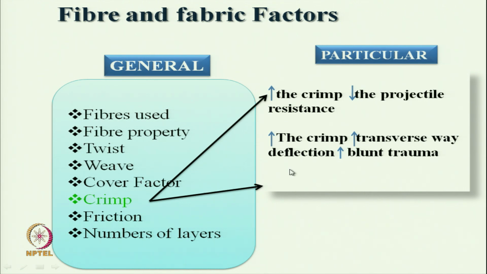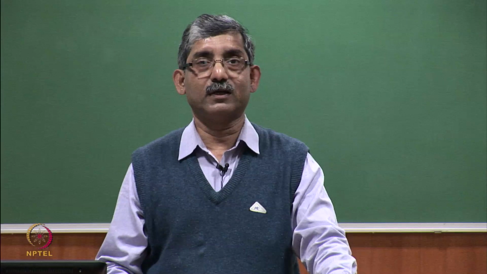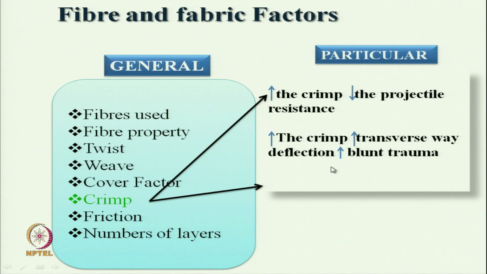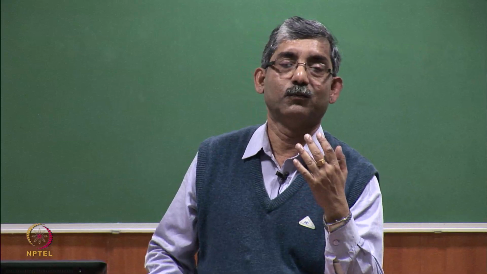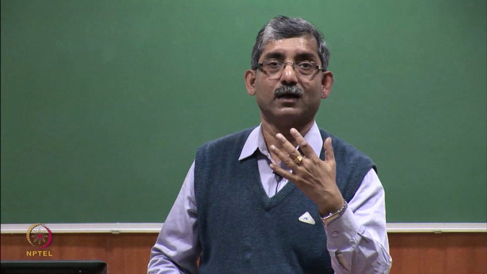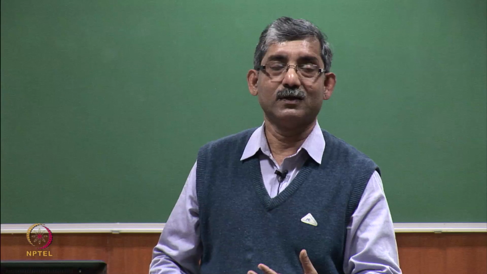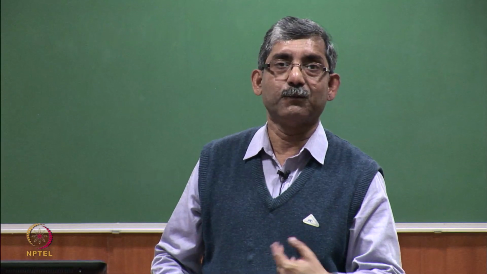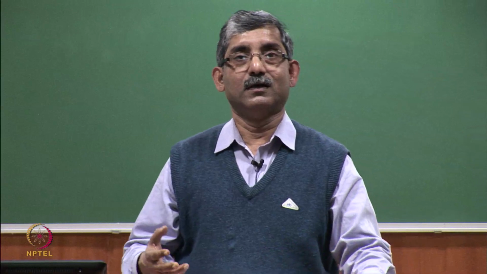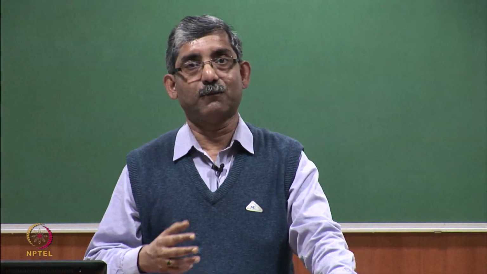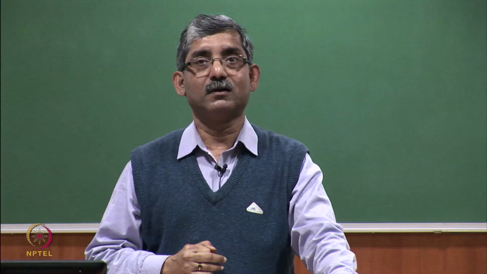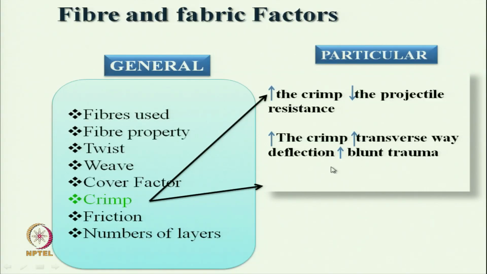So, blunt trauma is the damage or impact during the penetration. Once the bullet does not penetrate, it has been arrested by the structure, but the level of impact it is subjecting at the back side is called blunt trauma. So, higher crimp means that while the bullet is actually striking the fabric, there will be more deflection.